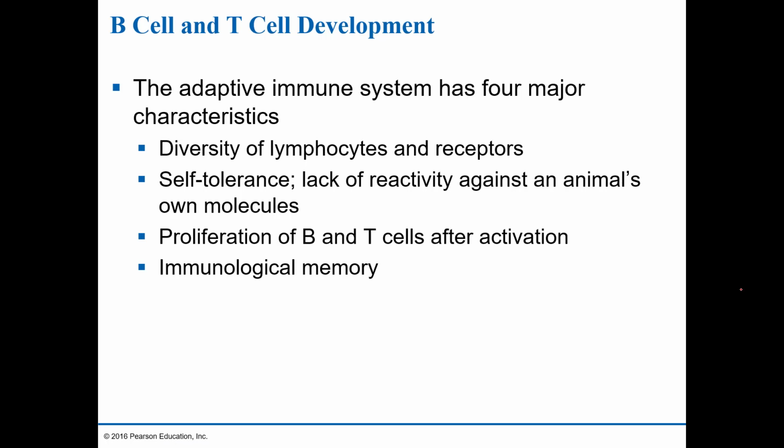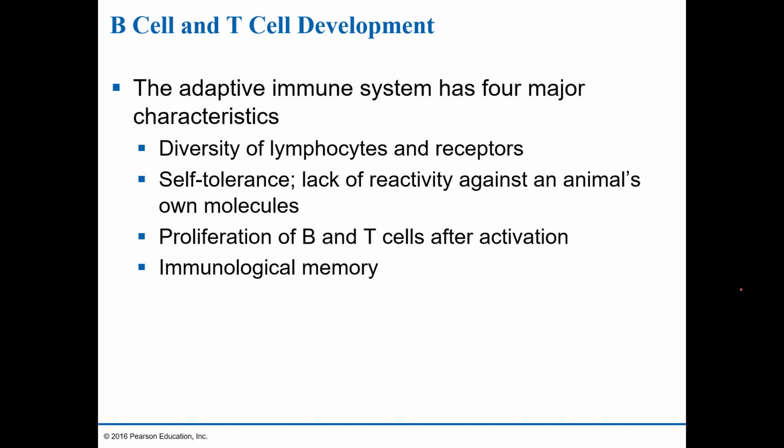So our adaptive immune system has 4 major characteristics. We have those lymphocytes, and we have the receptors, and they're very diverse. We have something called self-tolerance, the lack of reactivity against an animal's own molecules. So the antigens that come out should not fight our own body, shouldn't attach to our liver and ruin our liver, right? They're real specific.